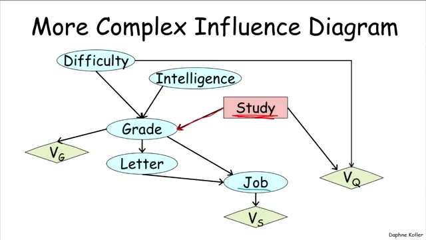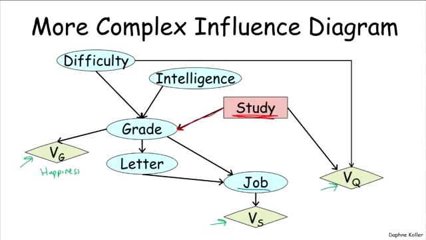Now, in this case, you'll notice that we have 3 different utility diamonds: VG, VS, and VQ. So what are these? What do these represent? They represent different components of the utility function. So in this case, I've broken down the utility function into constituent pieces. This one represents the happiness with the grade by itself. This is the utility that you get from saying, yay, I got an A in the course. Or, ooh, not so good, I got a C. So that's one piece of your utility function.